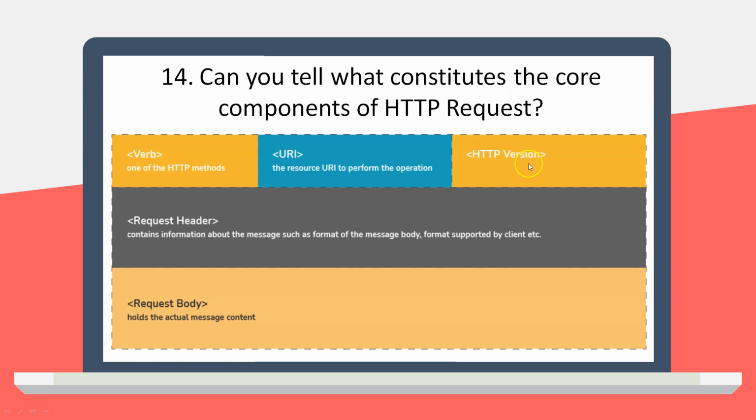Then you will have the HTTP version, like 1.0 or 1.1 or 1.2. Then the request header, where you can pass the message body or the format supported by the clients, right? You can pass the accept tag and those things. Then you will have the request body, where you will have the actual data. For example, if we are going to make a post call, we'll pass the object here, like student ID, first name, last name, email, and that kind of information in JSON or XML format. Okay, so these are the main components of an HTTP request: HTTP verb or method, URI, HTTP version, request header, and request body.